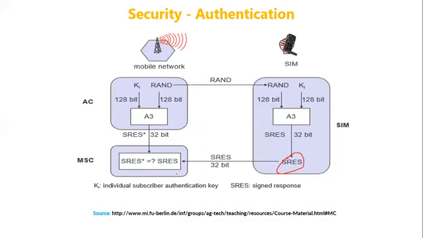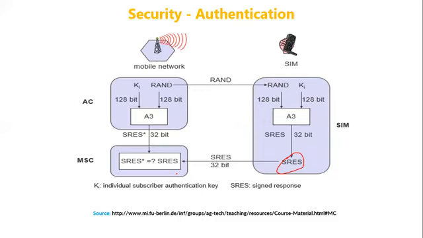Then we discussed how confidentiality is achieved by encrypting voice, data, and other signals over the GSM network. But actually, confidentiality is only between the MS and BTS. The actual encryption and decryption happens only between the MS and BTS, and there is no encryption beyond that, so it does not provide end-to-end confidentiality.